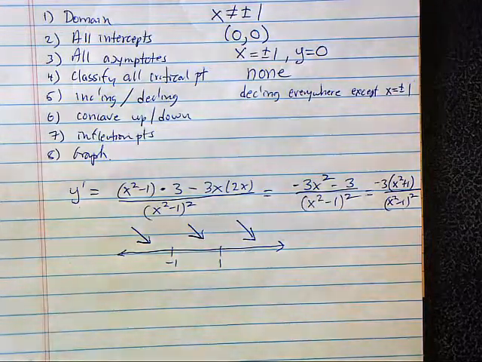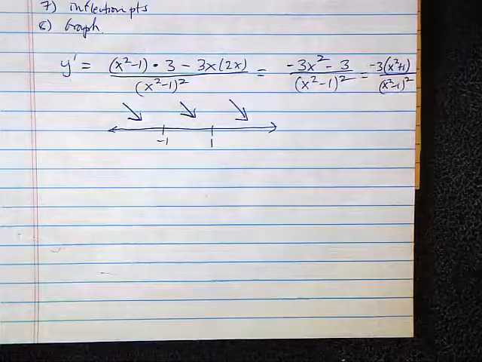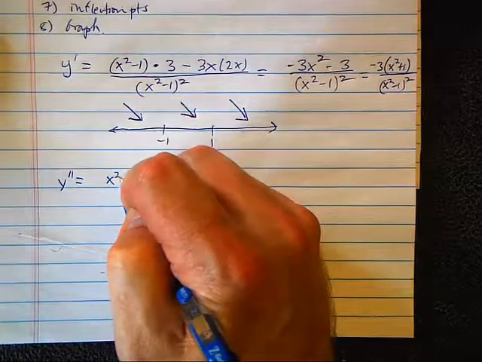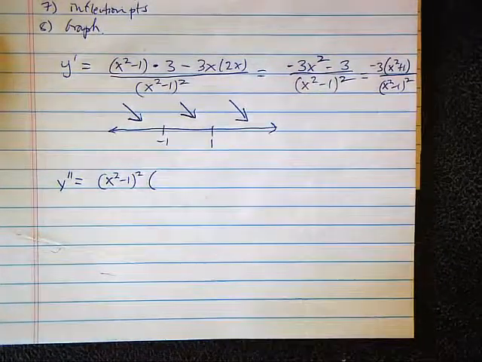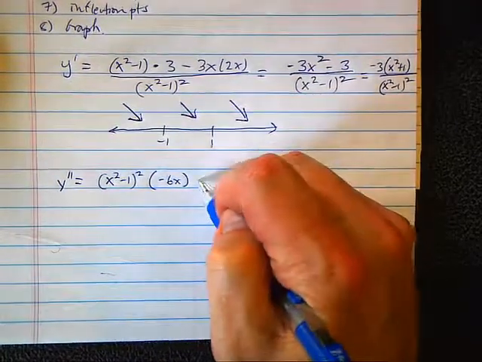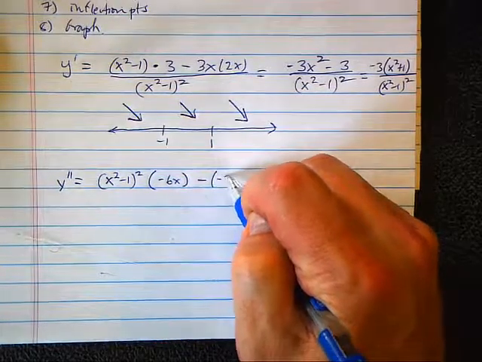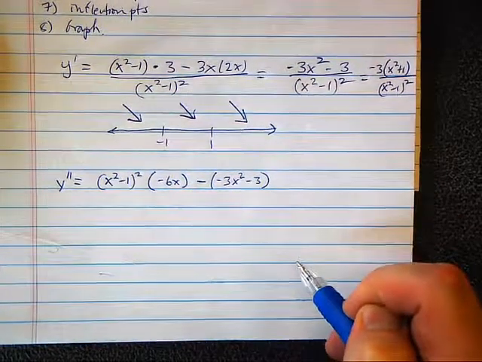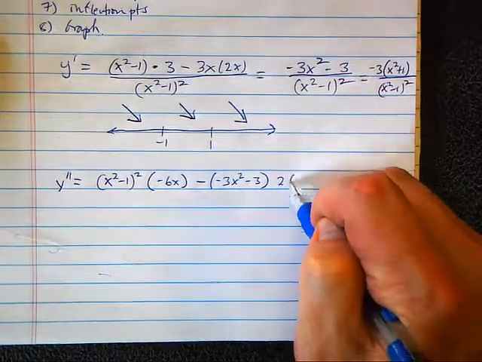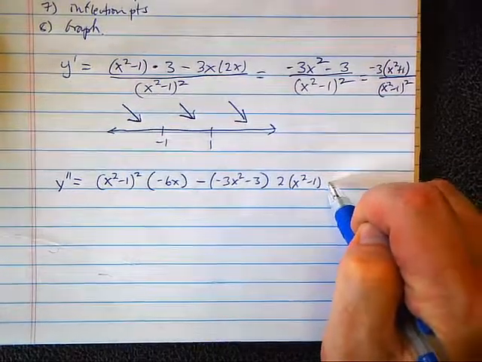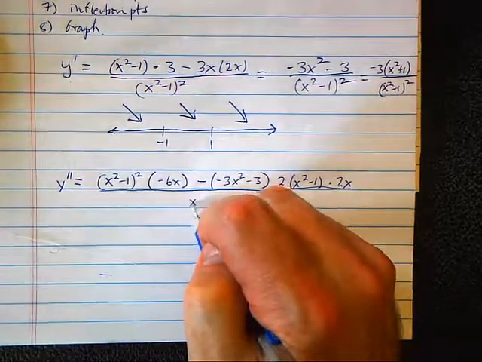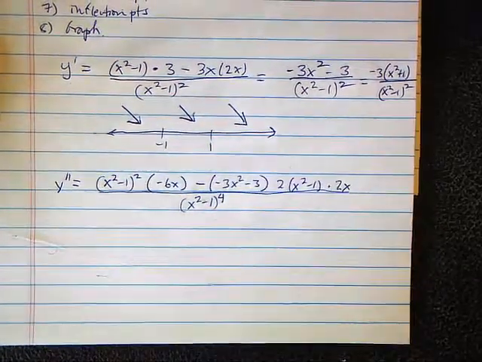Got to find the second derivative, don't I? And that's where these problems get pretty ugly, finding the second derivatives. Y double prime is the bottom, x squared minus 1 squared, times the derivative of the top, -6x, minus the top, -3x squared minus 3, times the derivative of the bottom, chain rule, 2 times x squared minus 1 to the 1, times the derivative of the inside, 2x. All divided by the bottom squared, which is going to be x squared minus 1 to the 4th.